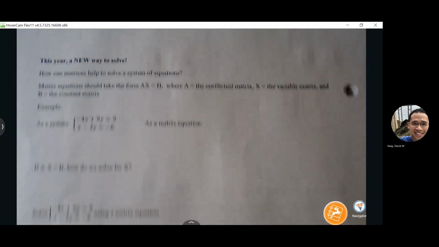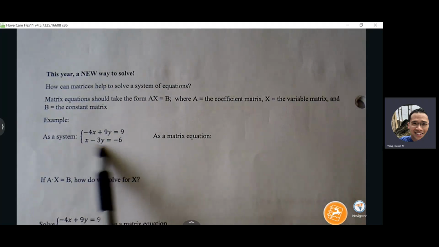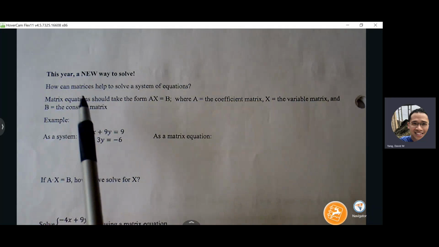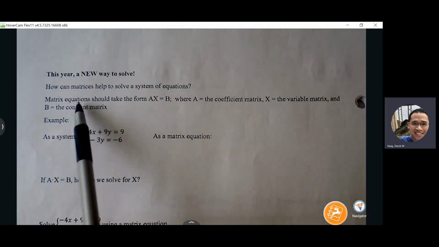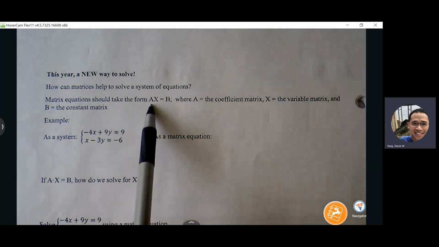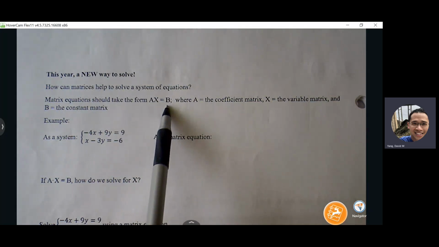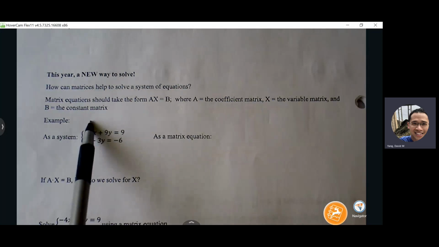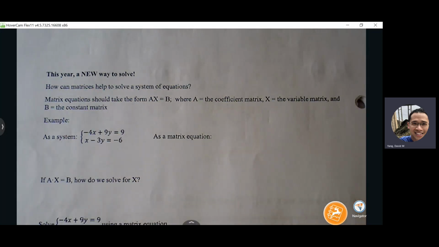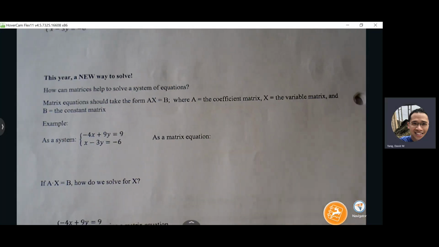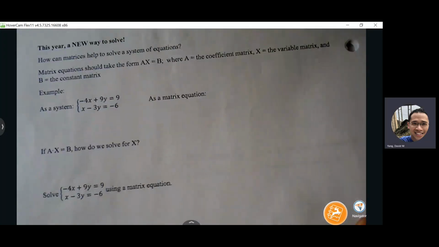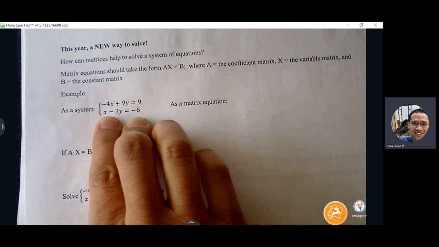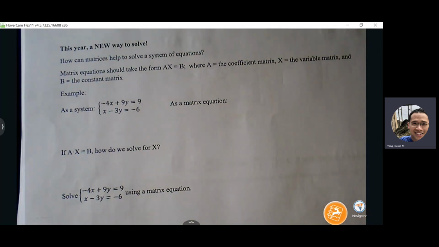Okay. So let's explore the same system of equations. So how can matrices help to solve a system of equations? Matrix equation is going to take on the form of AX equals B. A is the coefficient matrix, X is the variable matrix, and B is the constant matrix. Okay, so this is what we're going to do. We're going to kind of separate the pieces of this system of equations and put it into matrix form.